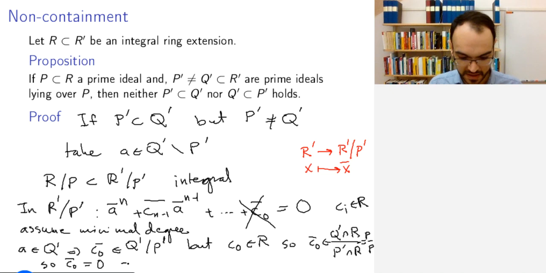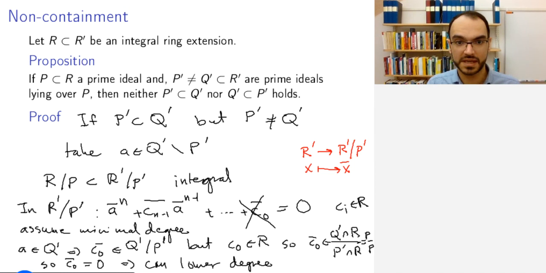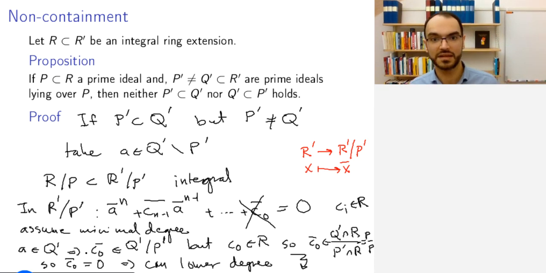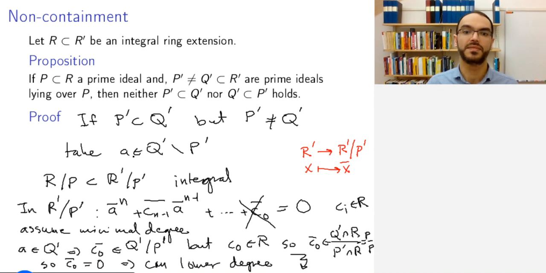So we can lower the degree, because A is not 0 and we are in a ring without zero divisors. But this is a contradiction because we assumed minimal degree. So therefore it cannot happen that such an A exists. And this means that if P prime is included in Q prime, then in fact P prime is equal to Q prime. And this proves the non-containment proposition.